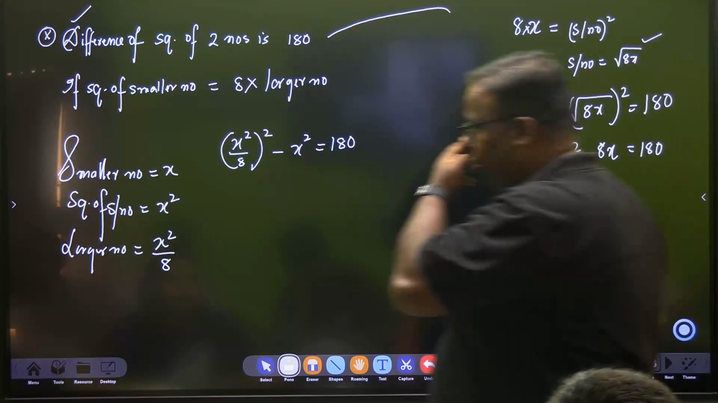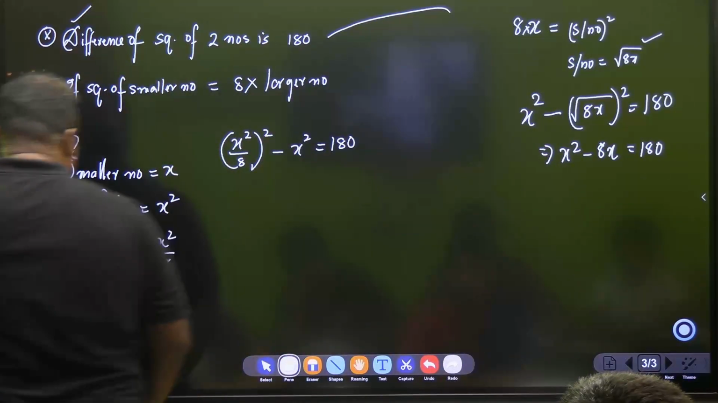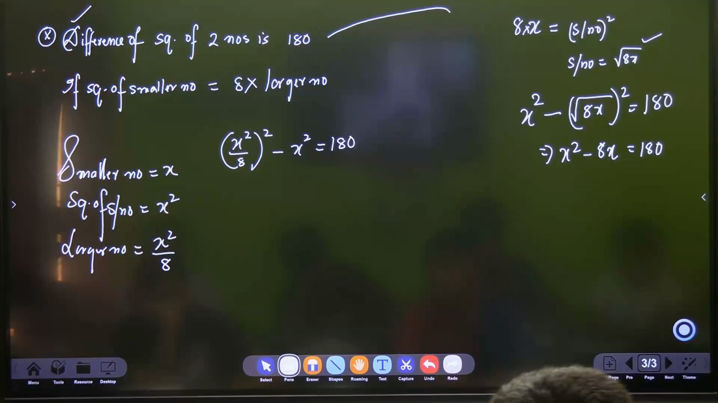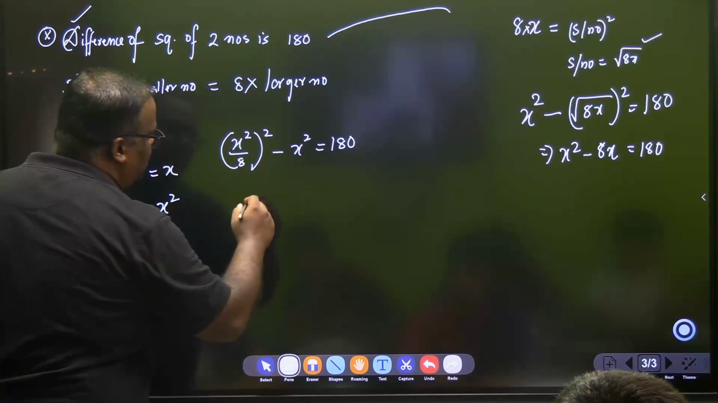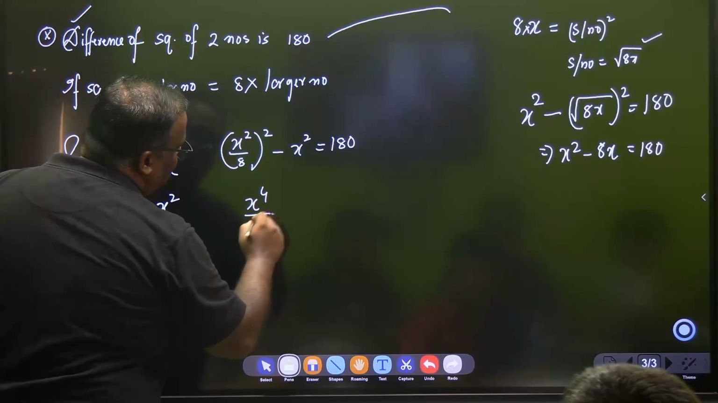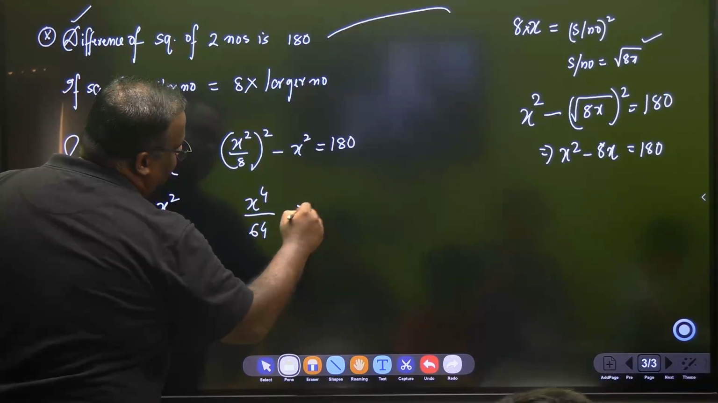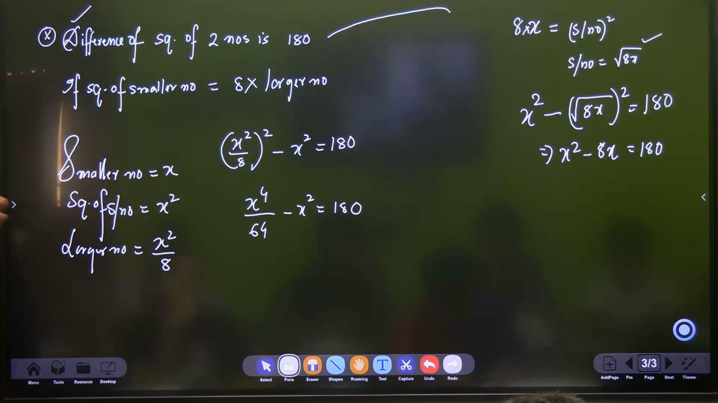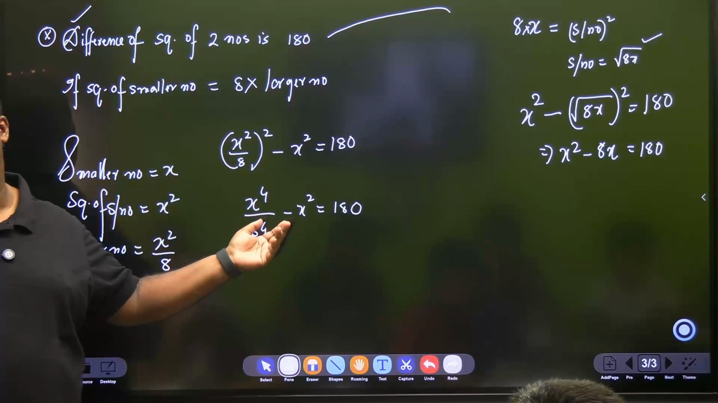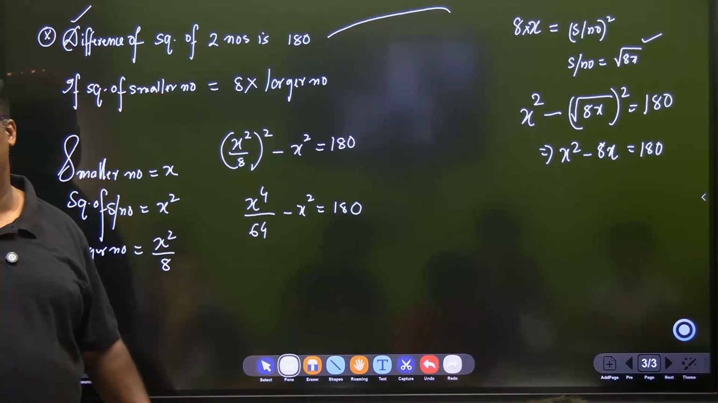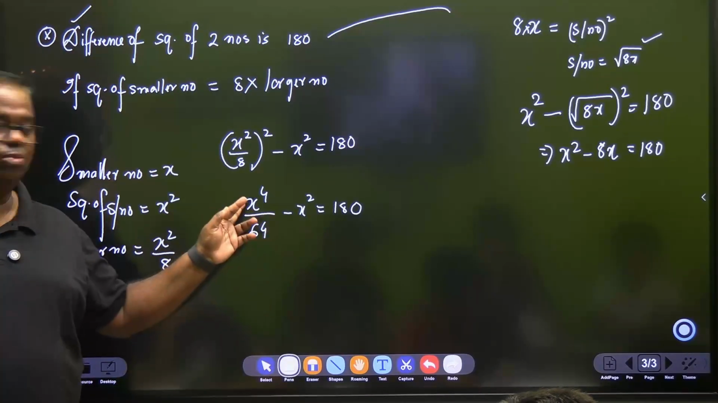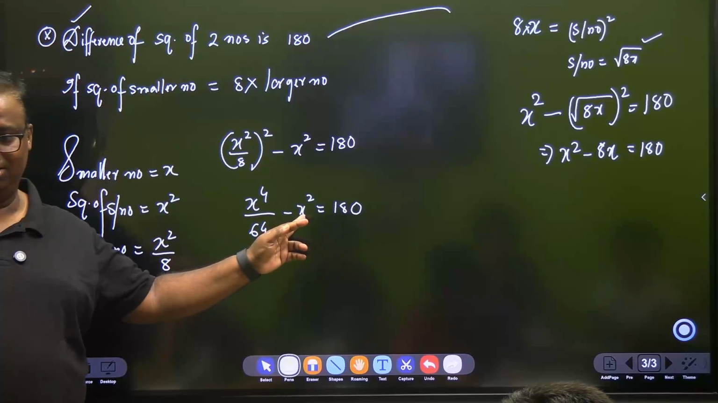Now here you have to make your problem interesting. How will you solve this problem? Anyone, can you tell me? Now, you just substitute x square as y and convert it into a quadratic equation. So this becomes y square minus y is equal to 180.